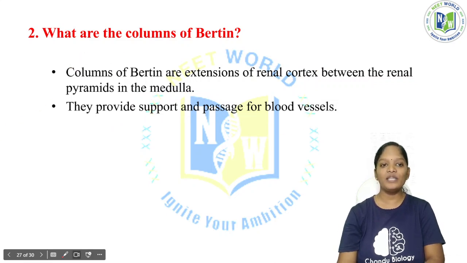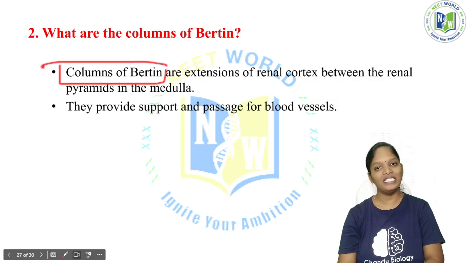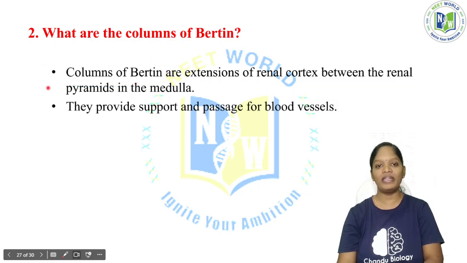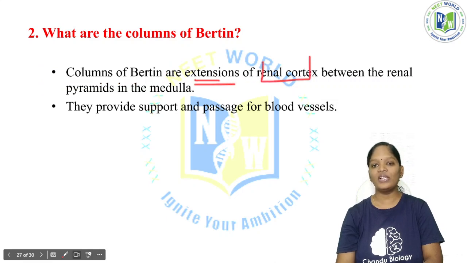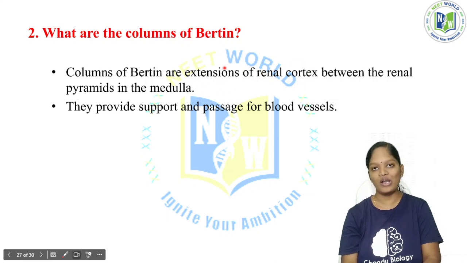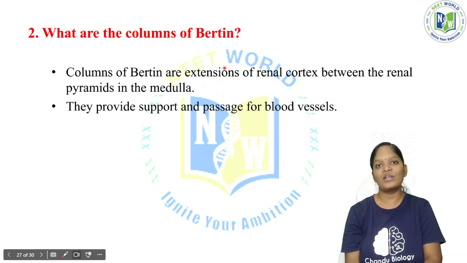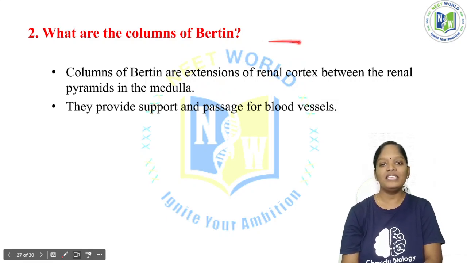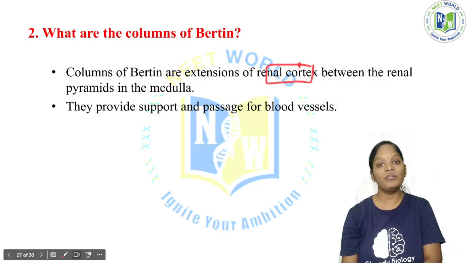See here, there is an important structure present in the kidney, that is the columns of Bertin. They are the extensions of the renal cortex. The renal cortex is the outer region of the kidney, and the inner region is called the medulla. See here, there is the extension from the outer region, that is nothing but the renal cortex.